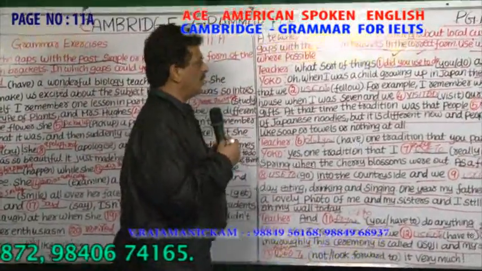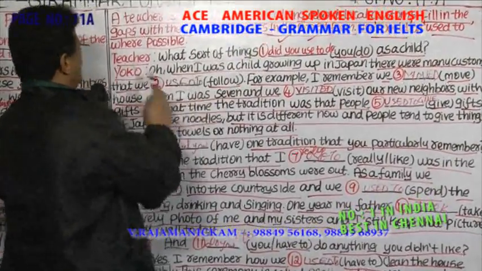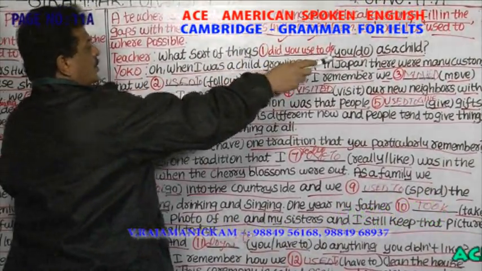Right, sir. Now coming here, usage of used to or would. So a teacher and students are looking. See here, what sort of things did you used to do as a child?